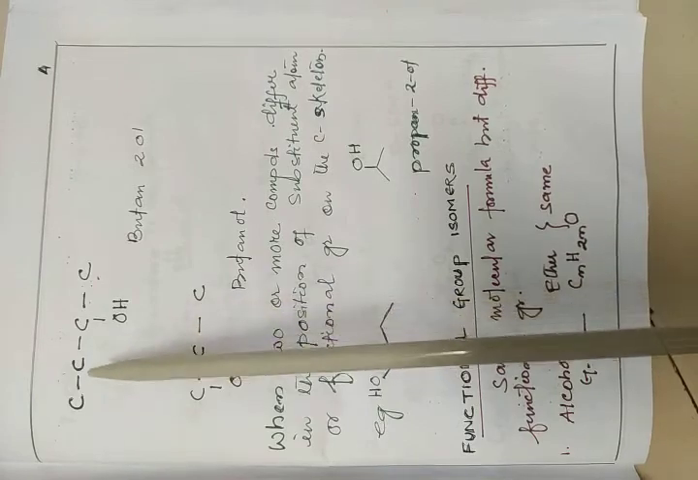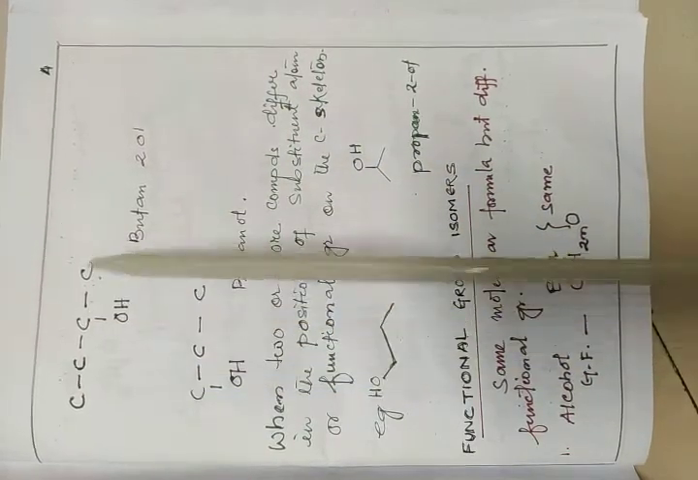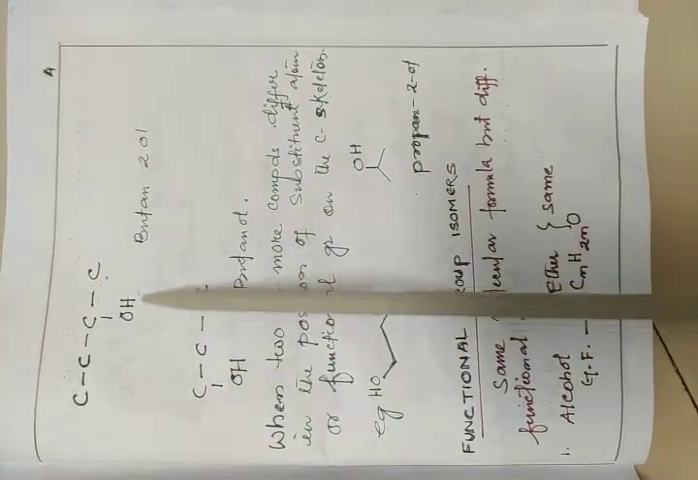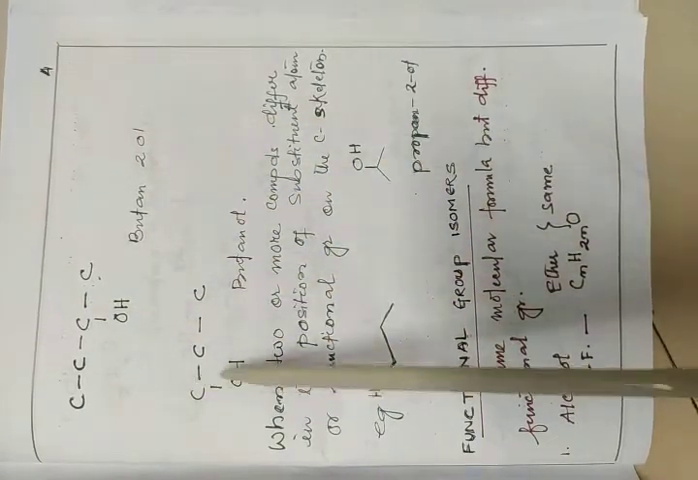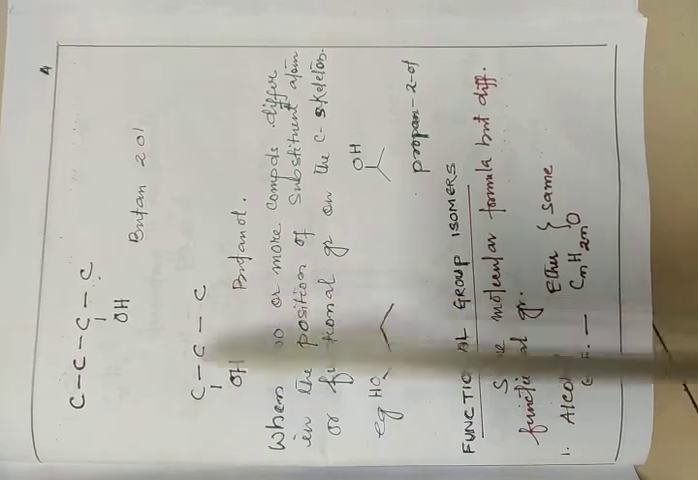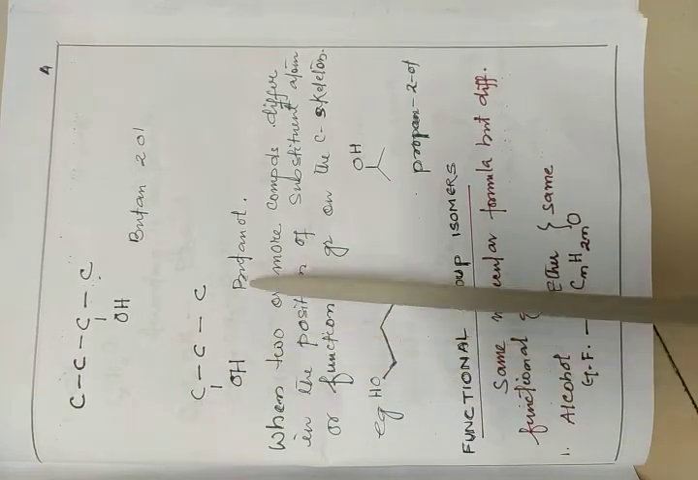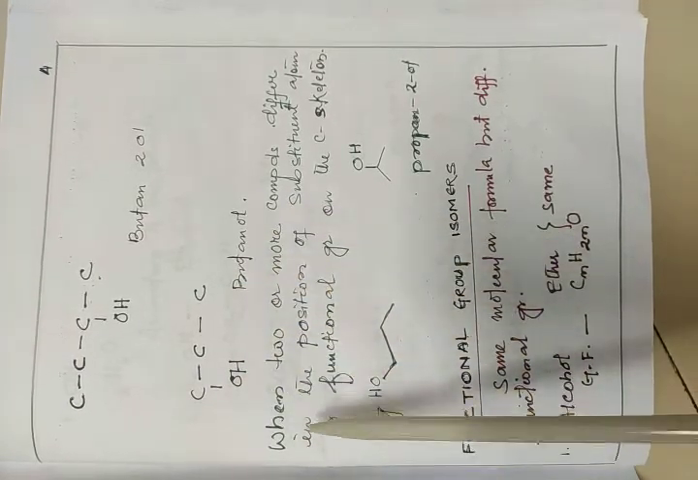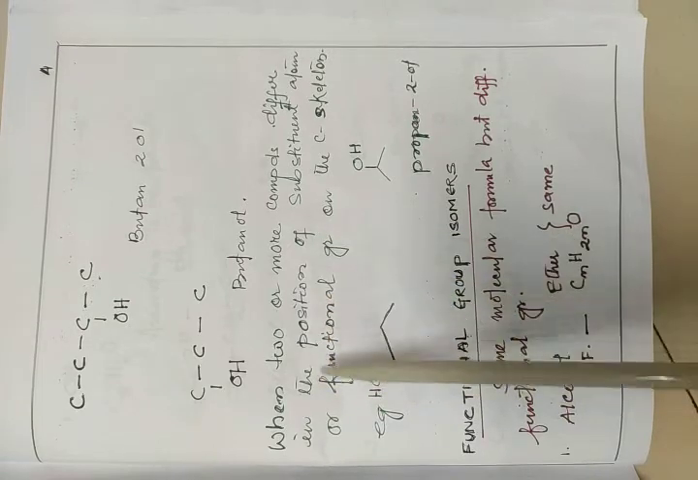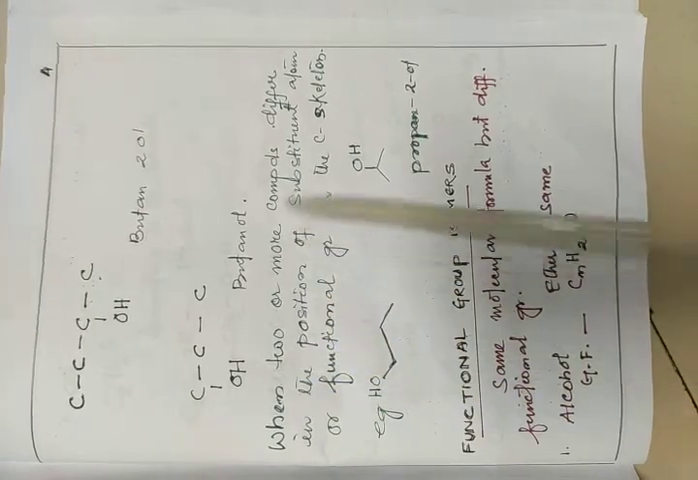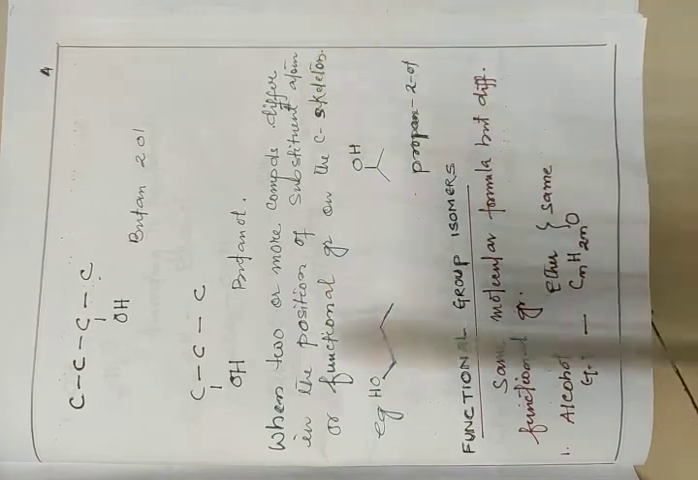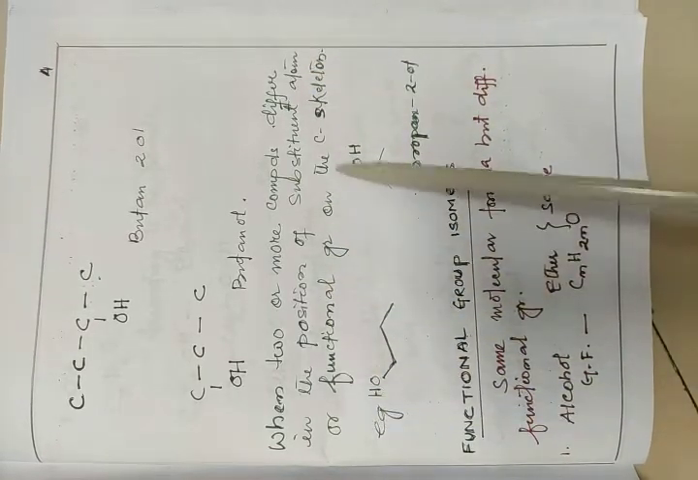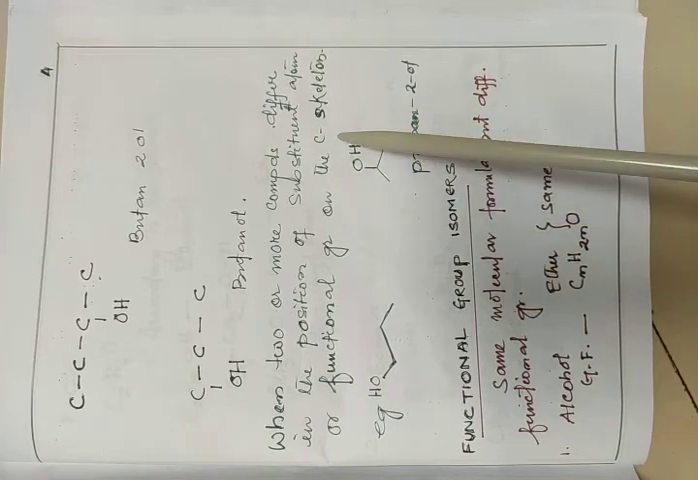Then another one is butanol: 1 2 3 4. So the functional group is in a different position. Here, if the functional group is attached at the 2 position, it is 2-ol. Then another one here, 1 2 3: in the 1 position we just say butanol. So position isomers means two or more compounds differ in the positions of the substituent or functional groups on the same carbon skeleton.